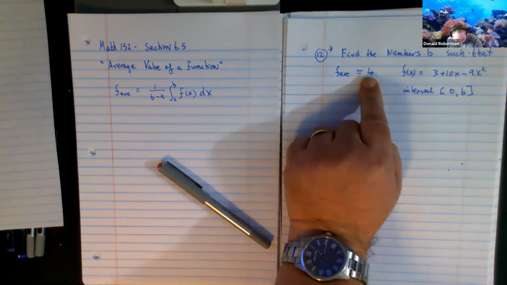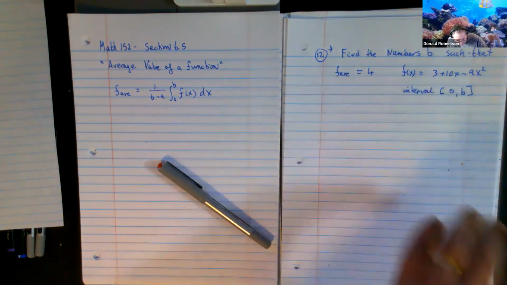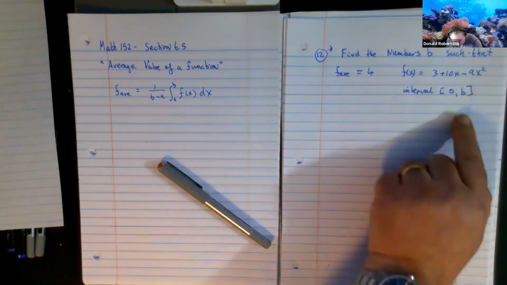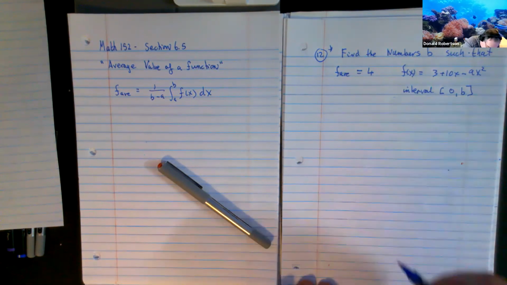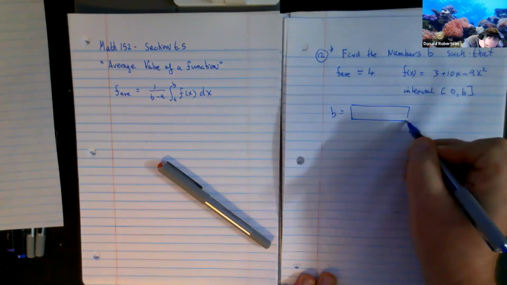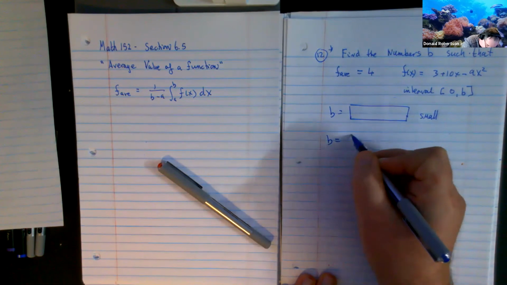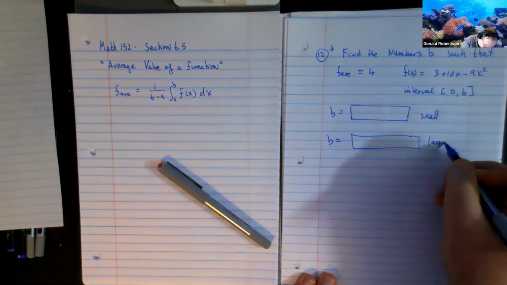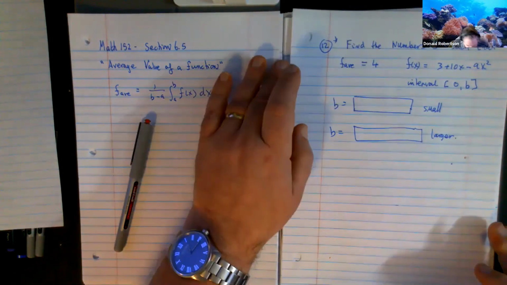They told us it. We're not even being asked to find a place on this curve where it's equal to that. What we're being asked to do is to find some numbers for b, and according to them, there are going to be two answers. There's going to be a small value of b that works, and then there's going to be a larger one. So I guess we have to figure out how to solve this puzzle.